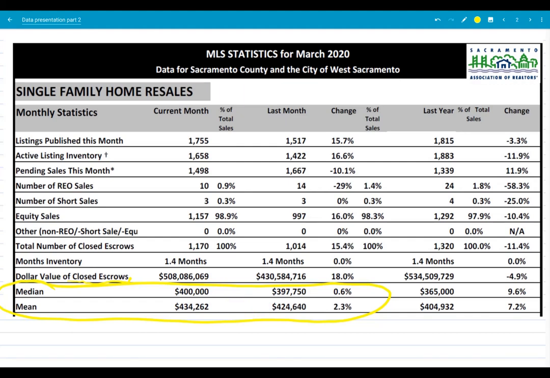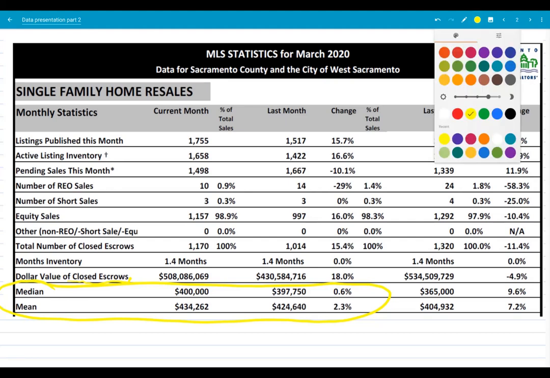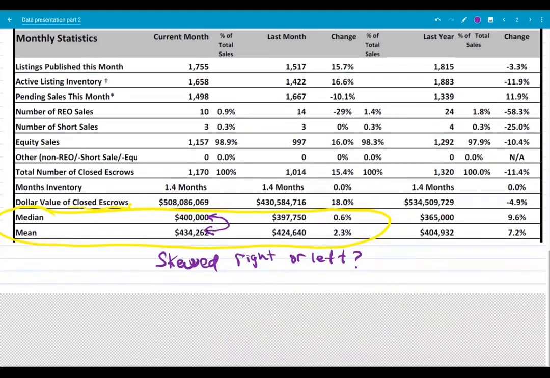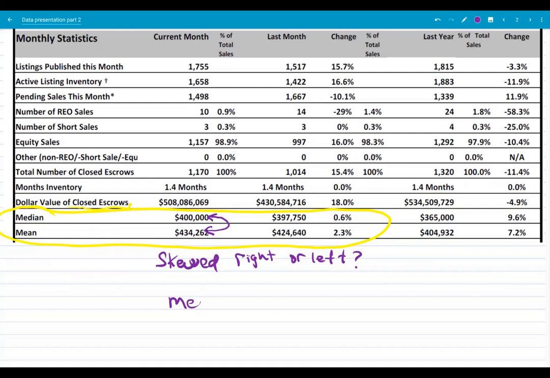I can now ask you a good question. Is this data skewed left or skewed right? Because remember, I said earlier, if the data is symmetric, these two numbers will be the same, but they're not. So it's going to be skewed right or left. Well, which one's bigger? So the mean is bigger, right?